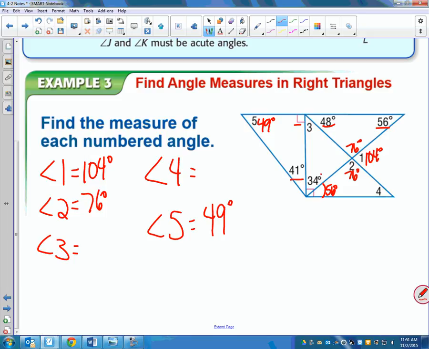So then can we subtract to get 4? 76 minus 56, 48. Yeah. 3 was the easiest to find.